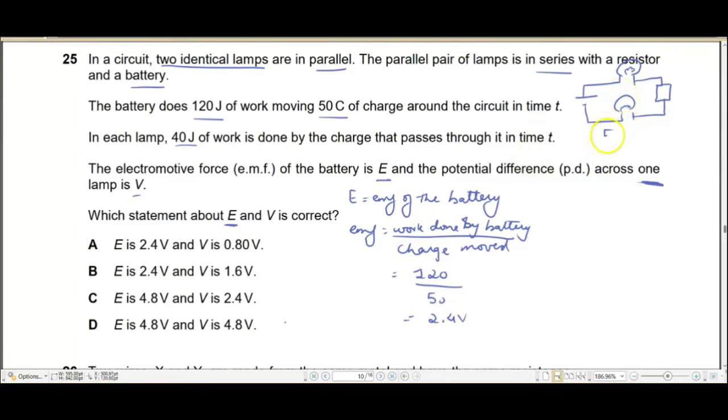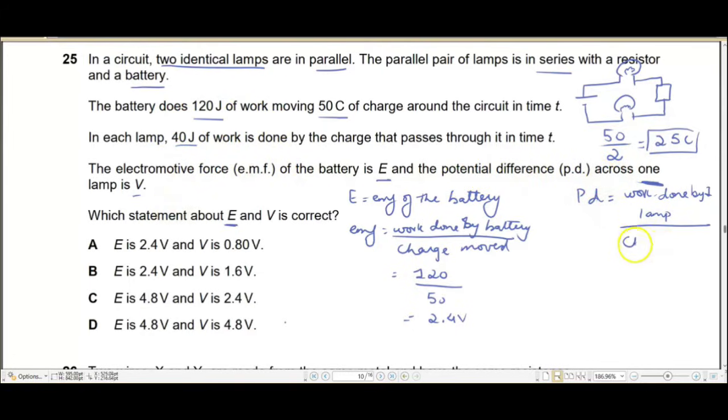So if the charge is 50 coulombs, one of these lamps is going to have a charge of 25 coulombs. Okay? These are equally divided between identical components. So we have a charge of 25 coulombs when it comes to one lamp. So when we find the PD through the same formula, that is work done by one lamp. Now this is one lamp. Keep in mind, they didn't ask us for the PD in both the lamps. They asked us that the potential difference is across one lamp only.